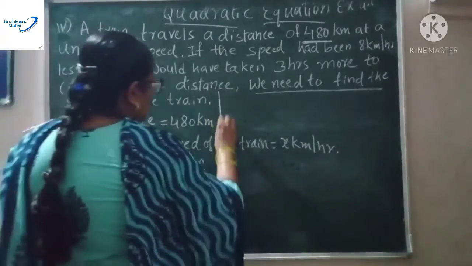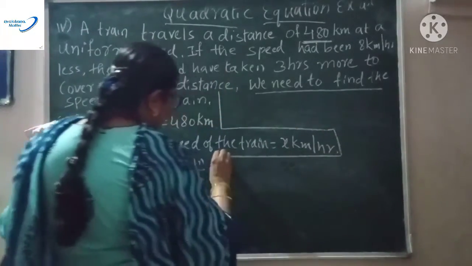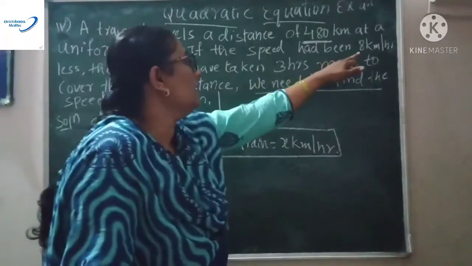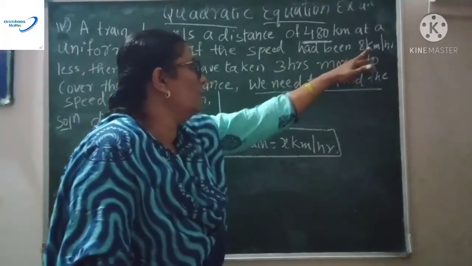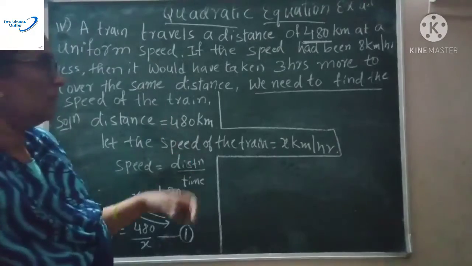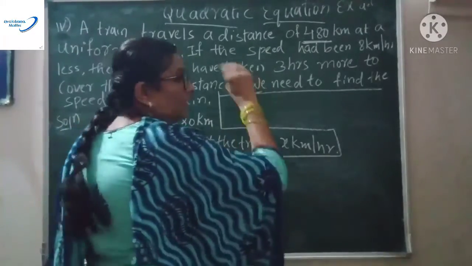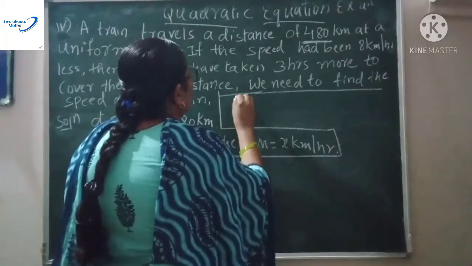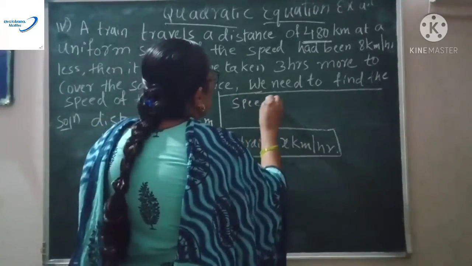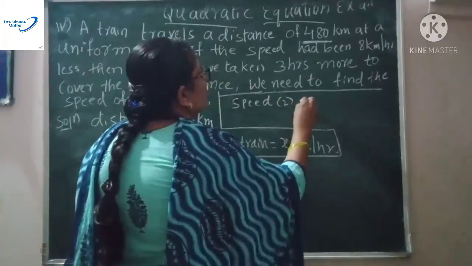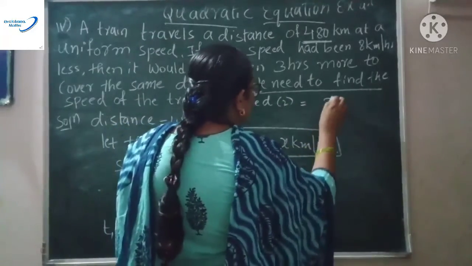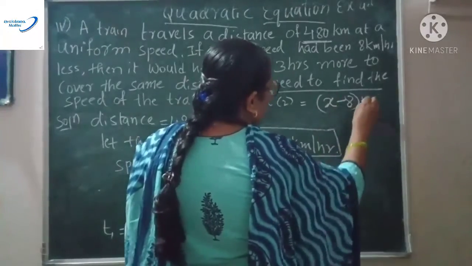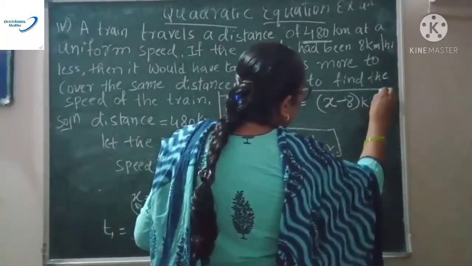Now what is said here? If the speed had been 8 kilometer per hour less than the previous, what is the previous speed? The previous speed is x kilometer per hour. So as per the second condition, speed 2 is equal to x, the previous, minus 8. It becomes x minus 8 kilometer per hour.